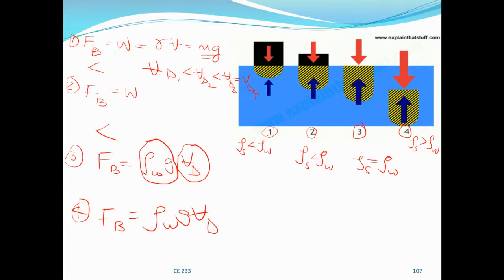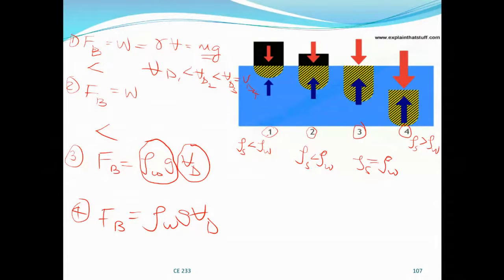Now, someone may ask, what about submarines? I told you one of the main reasons why a ship floats, despite being made up of steel and what have you, is because they have hollow spaces inside. You have a huge volume where the spaces are not filled. They are filled with air, and we know the density of air is way smaller than the density of water. So when you calculate the total density of the ship, it becomes less than the density of water. That is why it floats.